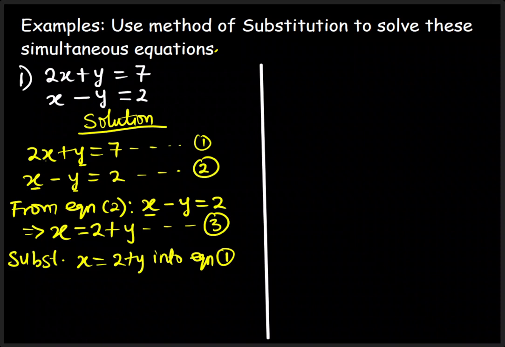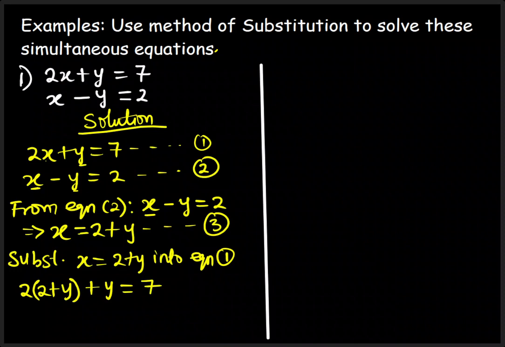So what would that give us? That would give us 2. So instead of having x here, we are going to replace x with 2 plus y. Since we have two terms here, we use our bracket: 2 bracket 2 plus y. That's like saying 2x here plus y will be equal to 7.